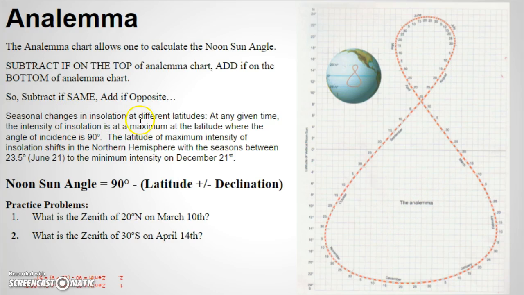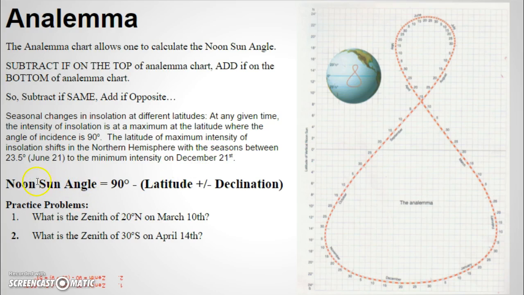These are seasonal changes in insolation at different latitudes. At any given time, the intensity of insolation is at a maximum at the latitude where the angle of incidence is 90 degrees. The latitude of maximum intensity of insolation shifts in the northern hemisphere with the seasons between 23.5 degrees, June 21st, the Tropic of Cancer, and the minimum intensity on December 21st, where it's directly above the Tropic of Capricorn. So we have the lowest intensity, therefore the lowest local sun heat density, at the winter solstice, simply because the sun angle is the lowest.